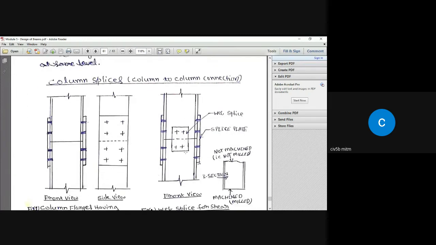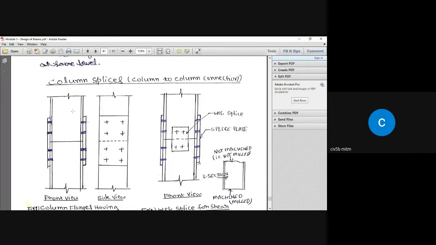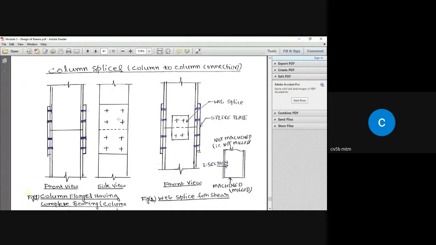Okay, I told you about the splicing. See, this is the front view, our front elevation. So there is another column coming up and these two columns are connected by a splice plate. And they are connected through bolts. Similarly, sometimes we are going to provide some web splicing, at the webs of the I-sections.